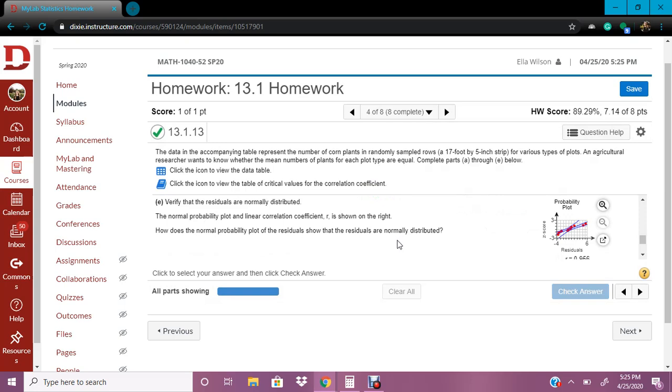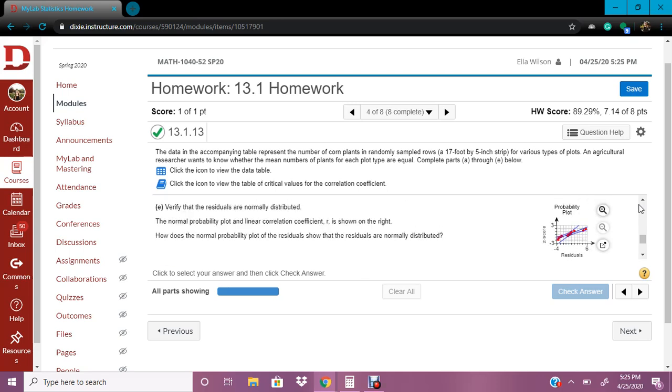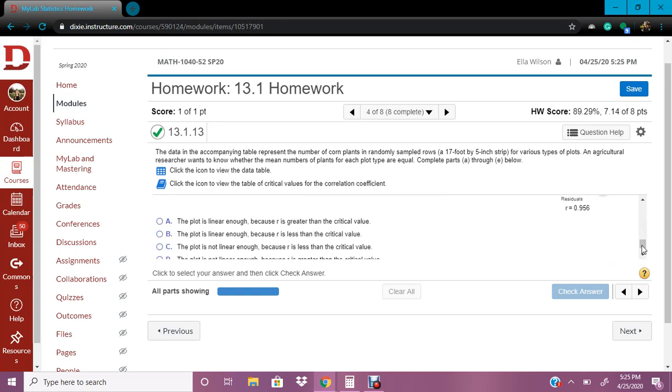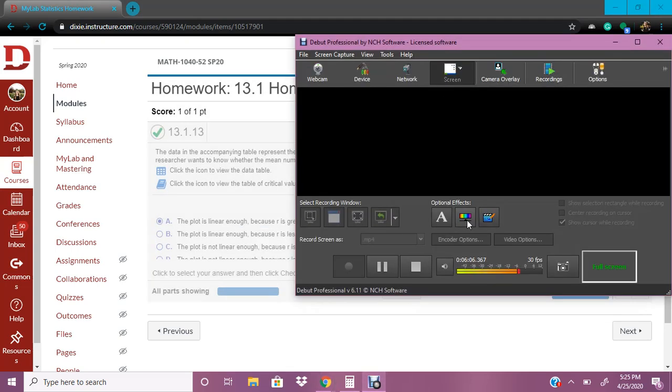Okay, so correlation coefficient. With the correlation coefficient, it shows us the residual right there. And the residual is supposed to be greater than the critical value. So you'd say that. And there we go, that's it.